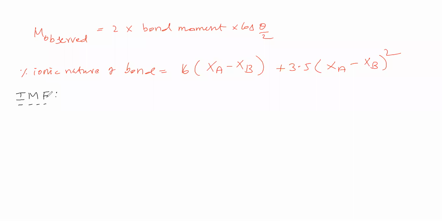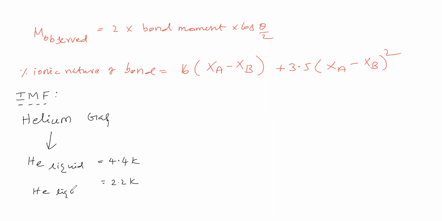Now we will take one example: helium. Helium is a gas; under normal conditions helium exists as a gas. We can liquefy helium gas into liquid helium, at 4.4 Kelvin. It can even go to 2.2 Kelvin, and it is still in the liquid state, but there is a difference between them. Anyhow, helium gas we can convert into helium liquid.